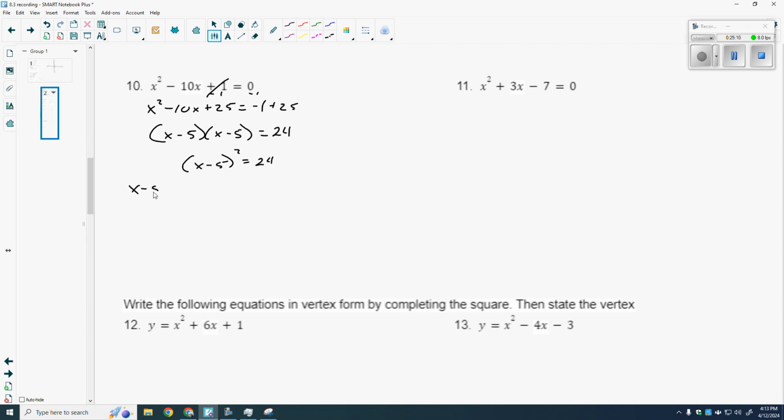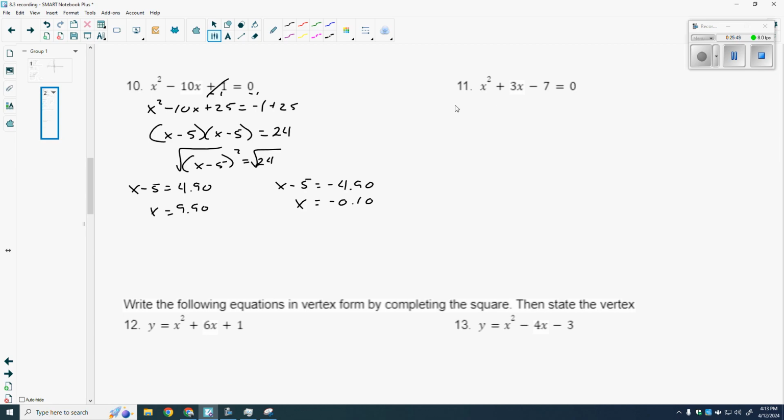So x minus 5, I didn't show my work, sorry, equals 4 point, really it's 4.90. And x minus 5 equals a negative 4.90. Add 5 to both sides, I get 9.90. Add 5 to both sides, and I get negative 0.10. And we're done.